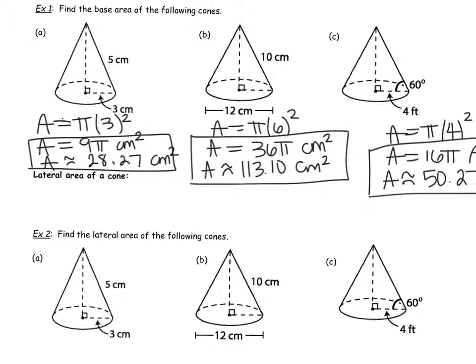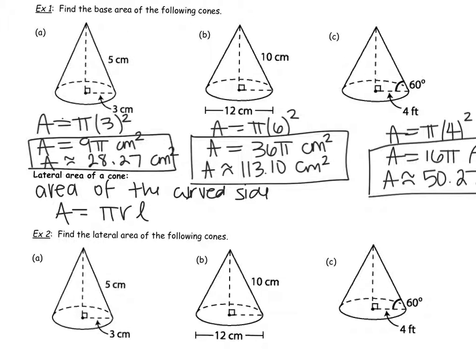When it comes to finding the lateral area of a cone, which is that curved side when we flatten it out, so it's our area of the curved side, we end up with the formula A equals pi r l. So remember from the last section we introduced l as slant height.